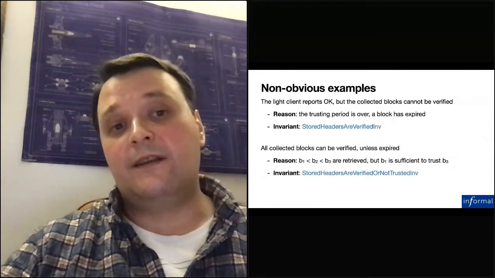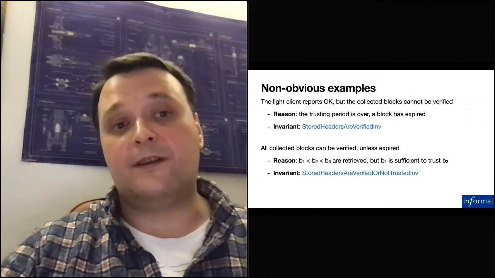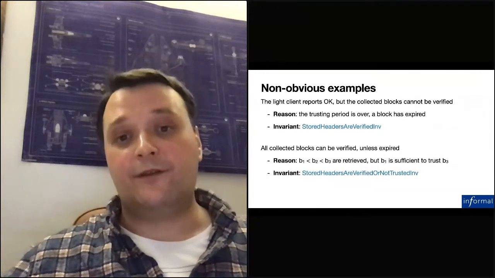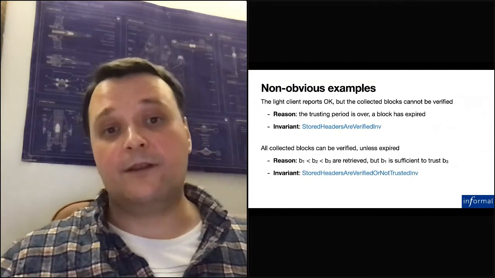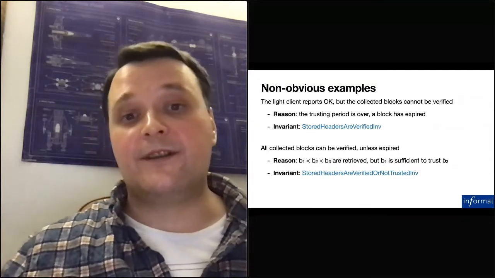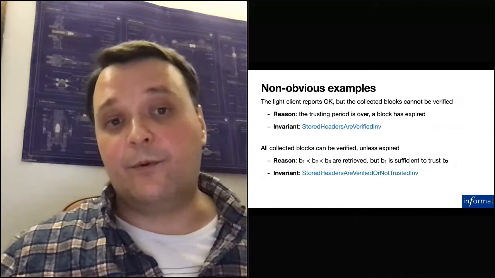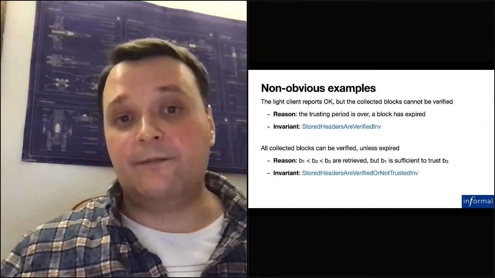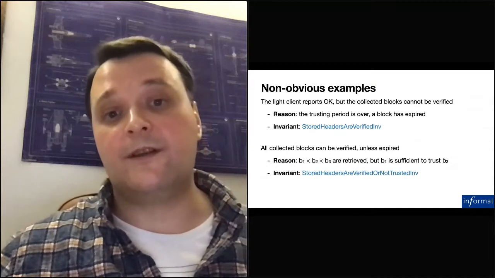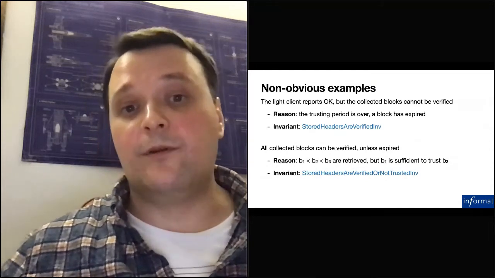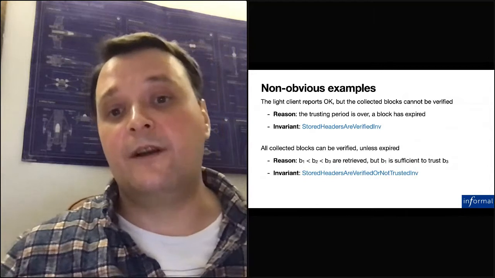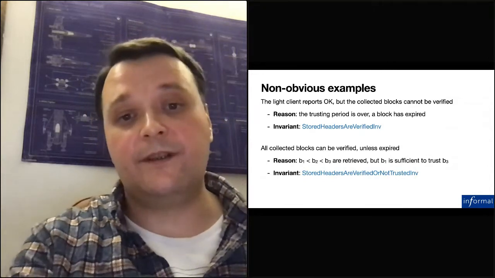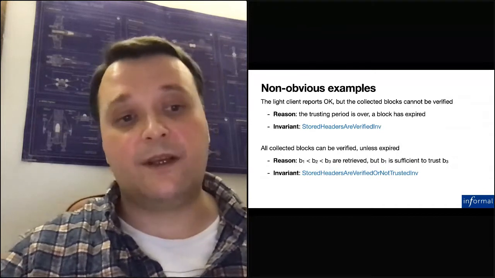They are not violations of the protocol, because if you ask your guru, he or she will tell you that these properties were not supposed to hold. But I was quite surprised to see them. For instance, it's possible that the Light Client reports OK to you, but then the collected blocks cannot be verified. Why is it so? Because the trusting period of the trusted block is over, and the model checker will show you exactly this counterexample. I'm just giving you this invariant here. You can go and check the specification.